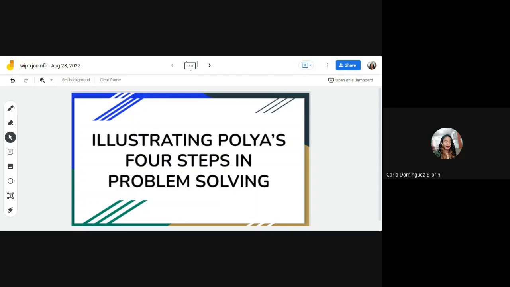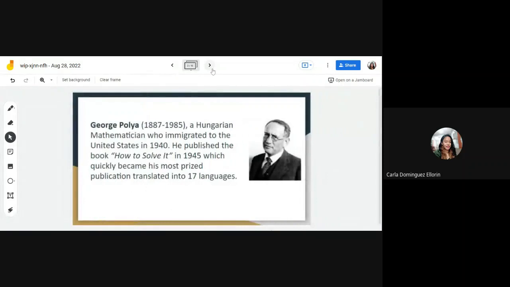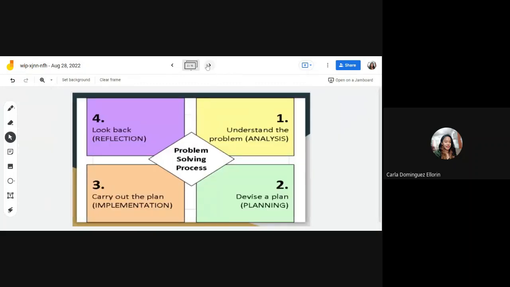Polya's four steps in problem solving. Let's know first who is George Polya. George Polya, 1887 to 1985, is a Hungarian mathematician who immigrated to the United States in 1940. He published the book How to Solve It in 1945, which quickly became his most prized publication, translated into 17 languages. So here are the four steps.